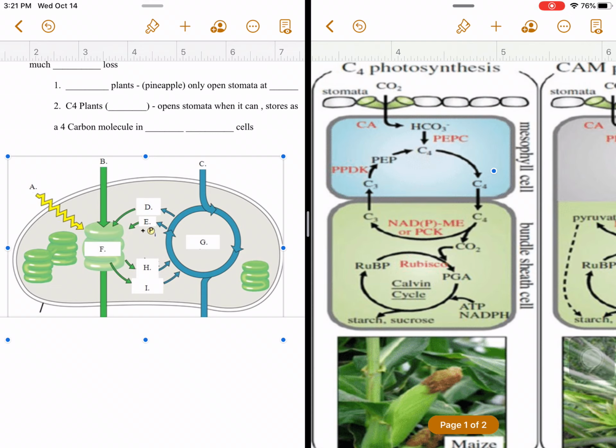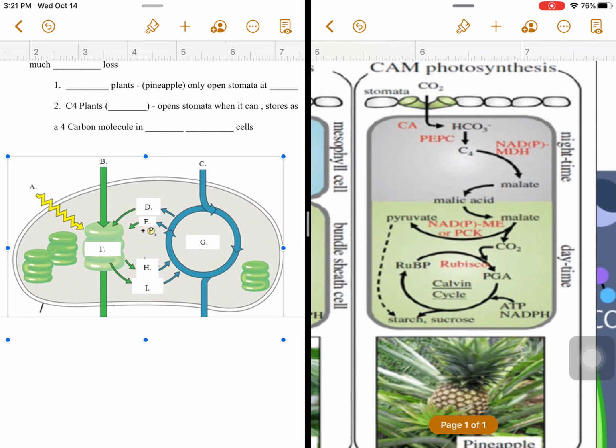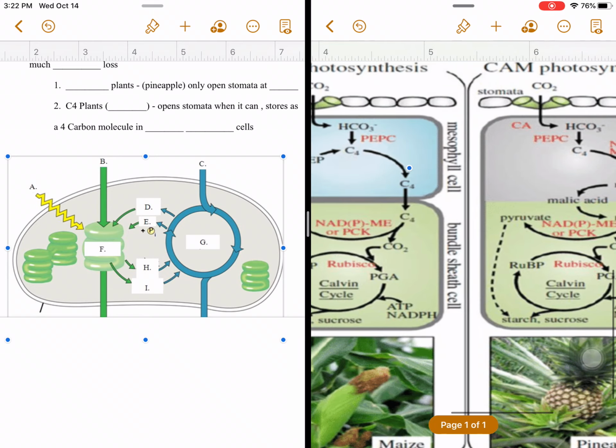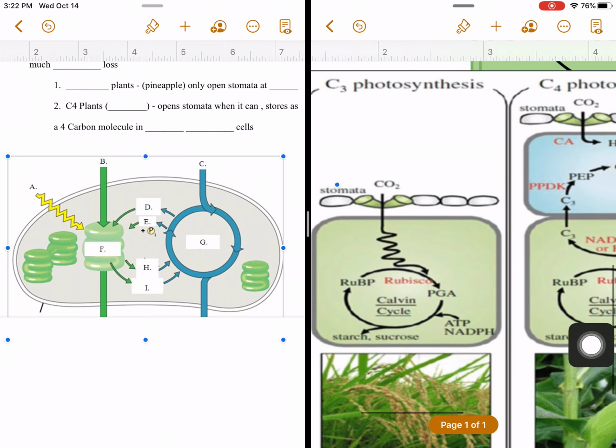So they'll store that carbon dioxide in another type of molecule, in a 4-carbon molecule. But it stores it in a 4-carbon molecule, and then when they need to make sugars, they'll actually do the Calvin cycle in that bundle sheath cell farther into the leaf. So they're changing the location of where their Calvin cycle is taking place, whereas CAM changes the time in which they take in carbon dioxide, and then they can still make sugars during the day, just like the C3 and the C4 plants.